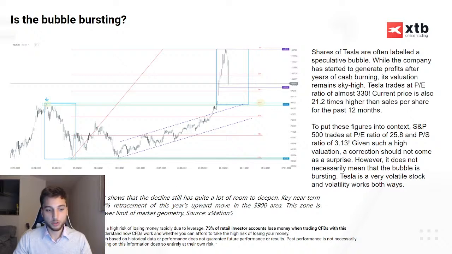Key near-term support could be found around the 50% Fibonacci retracement of this year's upward move, in the $900 area. This zone is additionally strengthened by the lower limit of the market geometry. So here we can see an equivalent move to here, along with the 50% Fibonacci retracement. So around $900 is an area to keep an eye on.